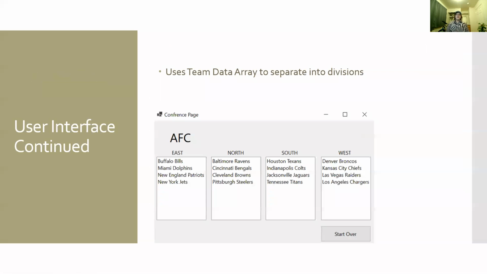The next part of the user interface is this conference page. Here it shows all the teams divided by their respective division, and it used the team data array to put the teams into their respective divisions.